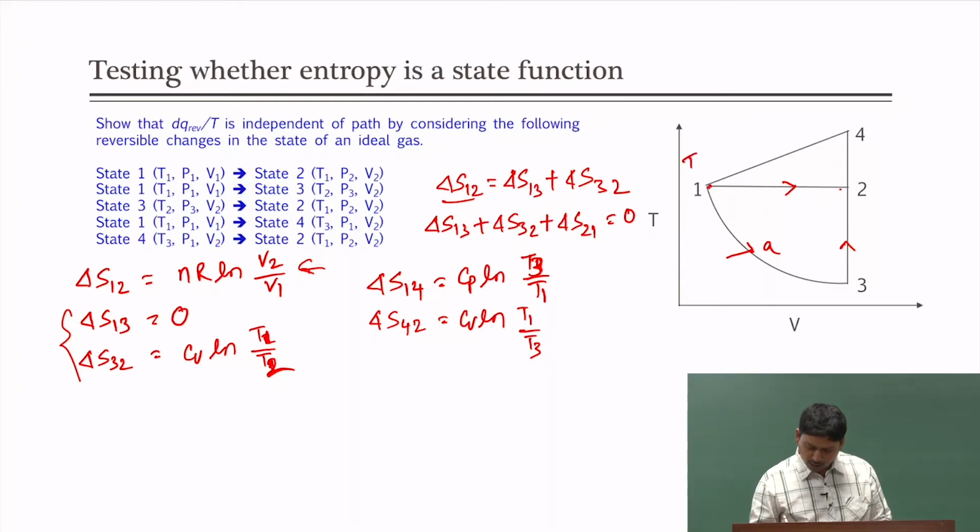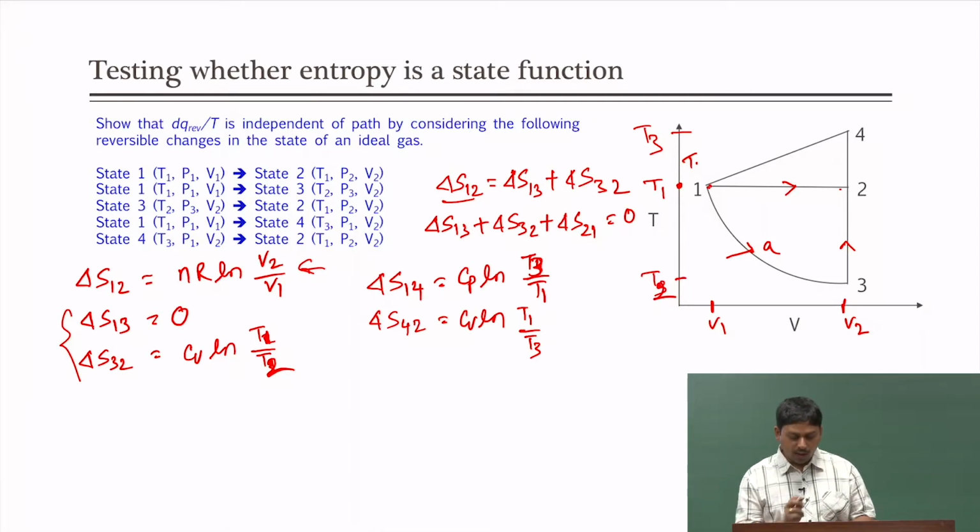We can see that 1 and 2 have the same temperature, which is T1. For the volume, states 3, 2 and 4 all have the same volume, which is V2, and this volume is V1. State 3 has a different temperature, which is T2, and state 4 has T3 temperature.